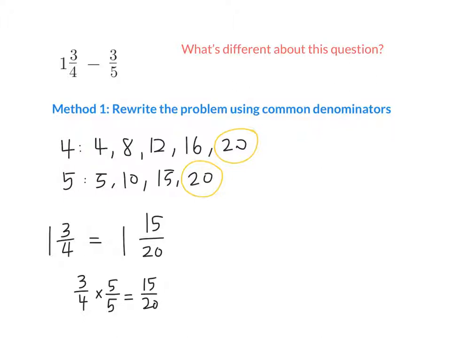Okay, now our next fraction was 3/5. I could also multiply that by some version of 1 to get a denominator of 20. What version of 1 should I use, everyone? 4 over 4, which means that 3/5 is equivalent to how many 20ths? 12/20. Okay, so now, Luke, how can I rewrite this problem, 1 3/4 minus 3/5, using common denominator, since that's method number 1?